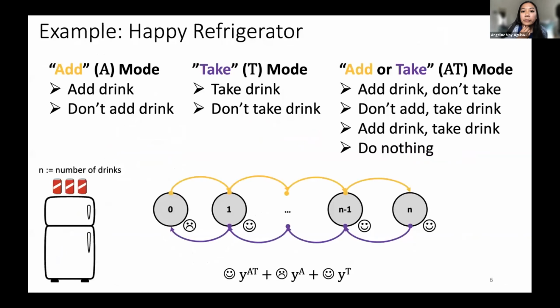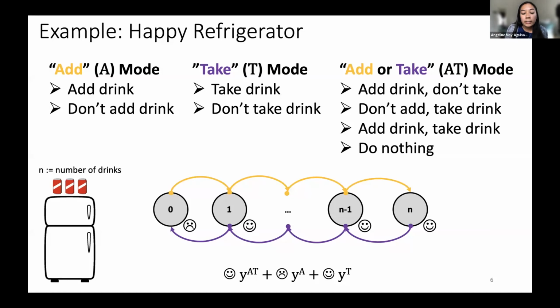Okay, so I'm just going to walk through a quick example here. To test this out, we worked through an intuitive example called the happy refrigerator. Imagine a refrigerator whose capacity is a certain number of drinks. And there are 3 modes available in this refrigerator finite state machine, where in one state in which there are no drinks, we can only add drinks to the refrigerator. And in the case where we're at capacity, we can only take drinks from that refrigerator. And in all the intermediate states, we can add or take drinks as we wish.